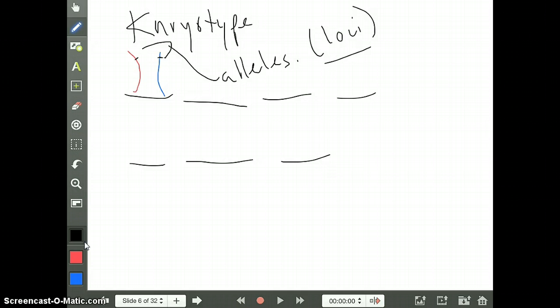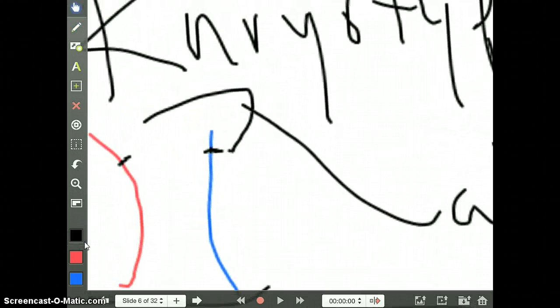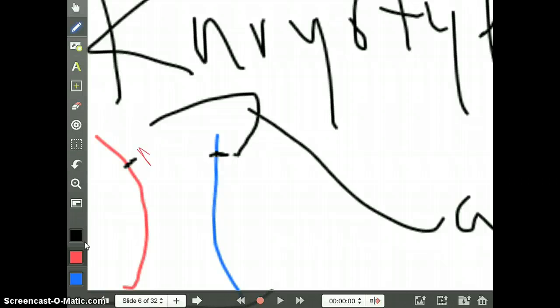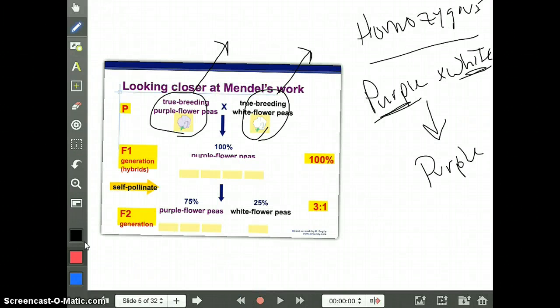Now, if I was to zoom in just on those two, we could say that this one was a big A. Let's keep it pertinent to what we were talking about. Let's erase the A and make this a big P for purple and a little p for white. That would be an example of what we found in our generation here: big P, little p, because they inherit the little one from mom or dad, whoever was the white one, and the big one from the other.